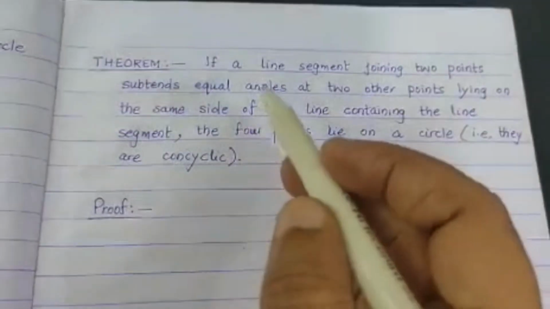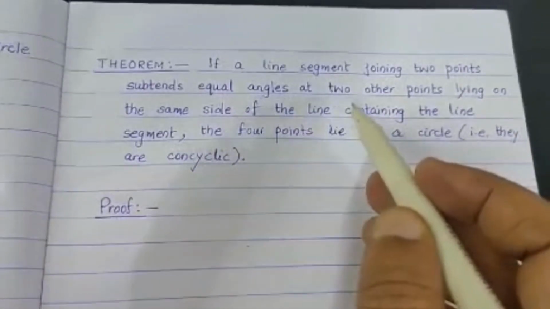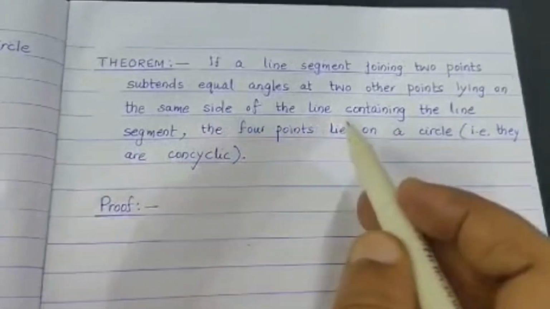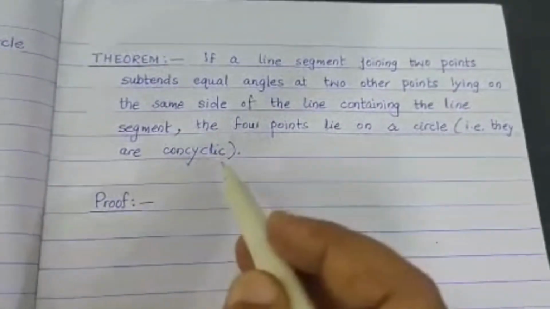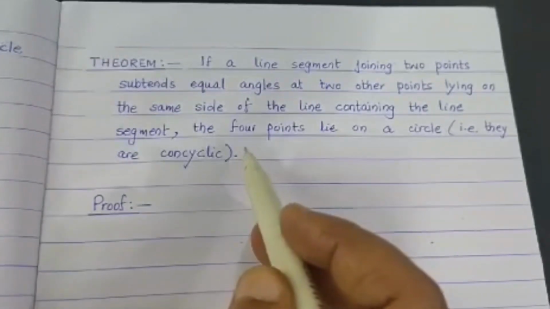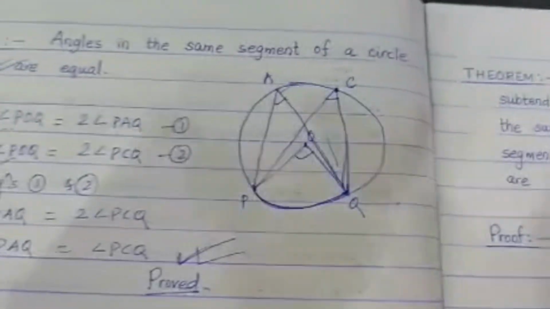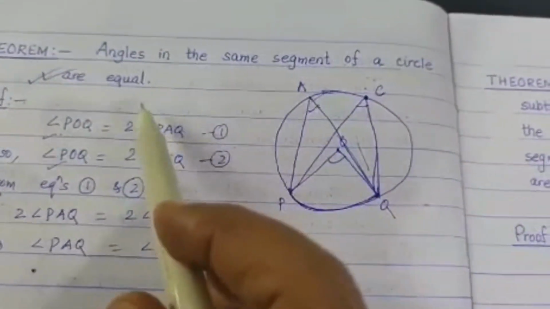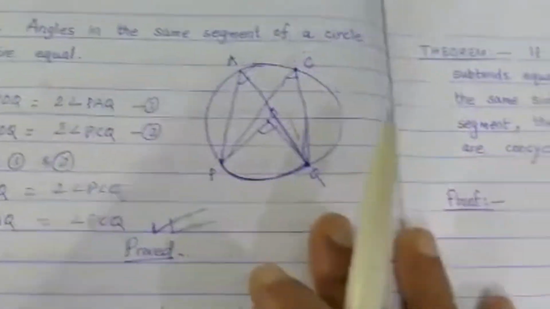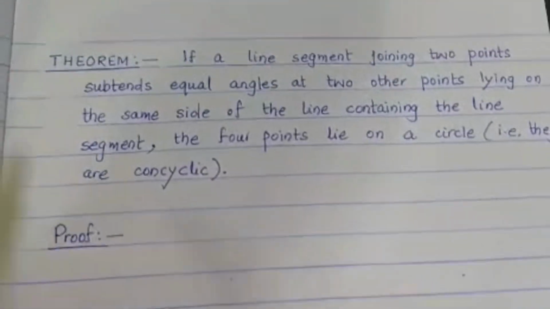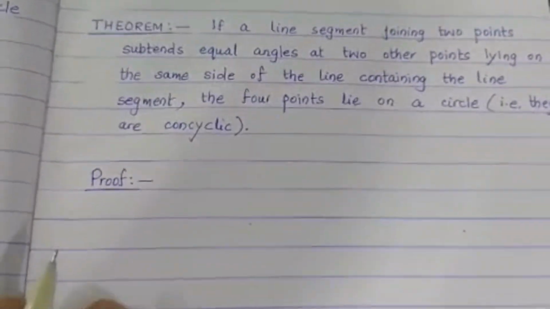The theorem goes like this: if a line segment joining two points subtends equal angles at the two other points lying on the same side of the line containing the line segment, then the 4 points lie on a circle, that is, they are concyclic. This is basically the converse of the theorem that we have studied: angles in the same segment of a circle are equal. This one is the converse of this theorem. Alright, so we will see the proof of this theorem.